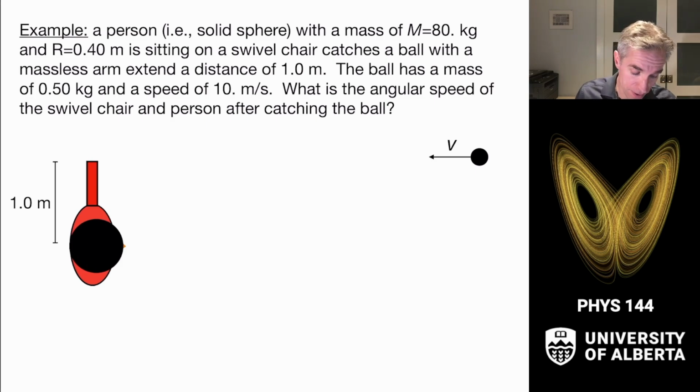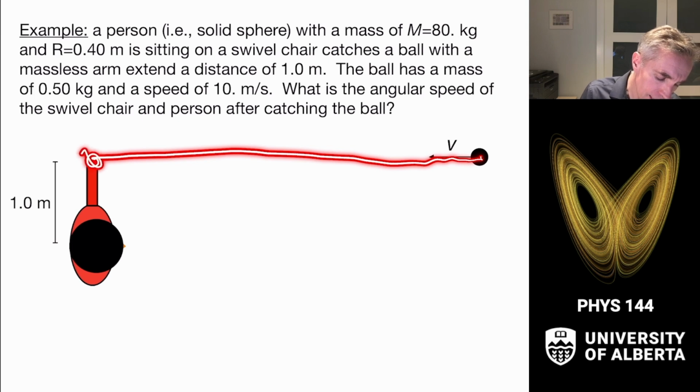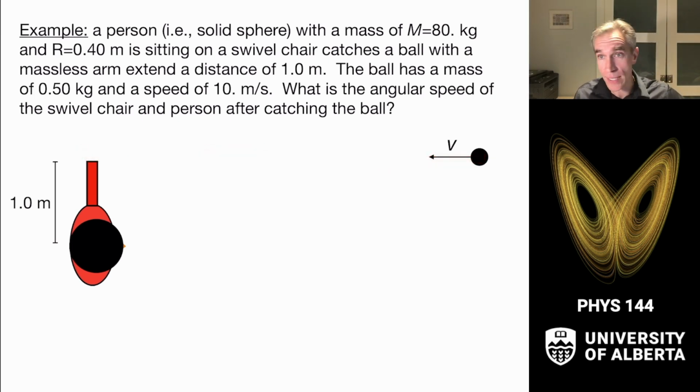Here's an example of a person. This is a top-down view of a human. There's a little nose there. Sitting in a chair. It's a swivel chair, so it spins freely. They have a mass of 80 kilograms. And as we know, people are modeled as solid spheres with a radius of 40 centimeters. You know, people, they're spherical. And so this human being sticks out their arm and they catch a ball that's flying in a straight line into their arm there. They catch it and then they start to spin around because they intercept that momentum.